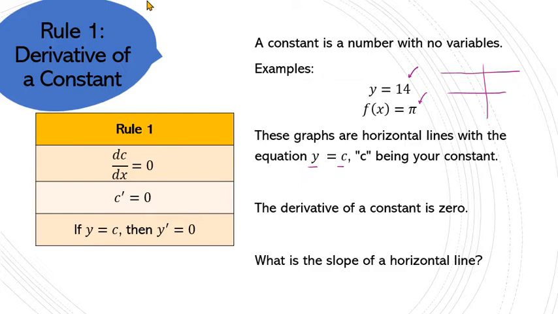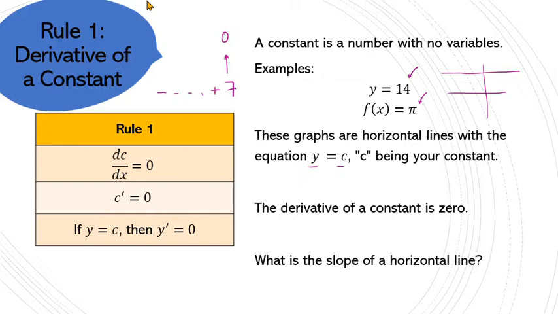Now, the derivative of a constant is 0. And that's just our rule. So we have in the table here a few ways of expressing that. So if you have a constant within a string of terms, like if you have blah, blah, blah, and then plus 7, the derivative of the 7 will be 0. So this is just a couple ways of putting it. dc with respect to x is 0, c prime is 0. Those are both meaning derivatives. And if our equation happens to be that y equals 14 or that f of x equals pi, then if you differentiate, the derivative of your equation will be 0.